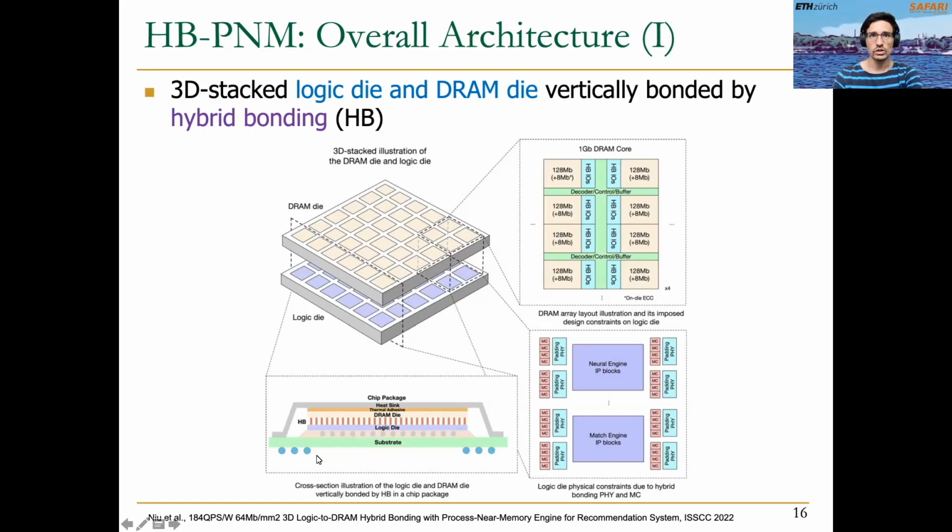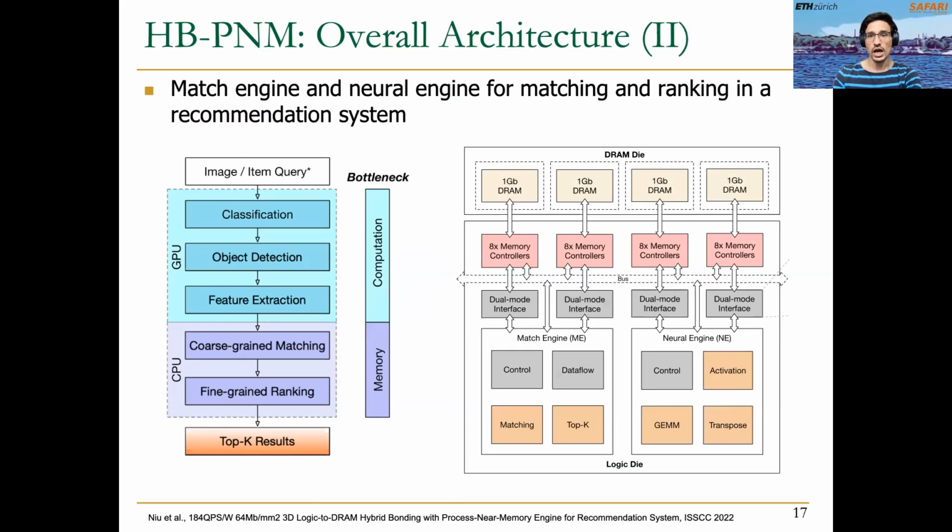You can take a look at this cross-section illustration that I think is very clear about how this chip is created. We have the logic die at the bottom, we have the DRAM die at the top, and in between we have the hybrid bonding. We are going to talk a little bit more in detail about this hybrid bonding later, but first of all, let's continue introducing the architecture, and let's also recap a little bit on recommendation systems, because they are the main target of this architecture.